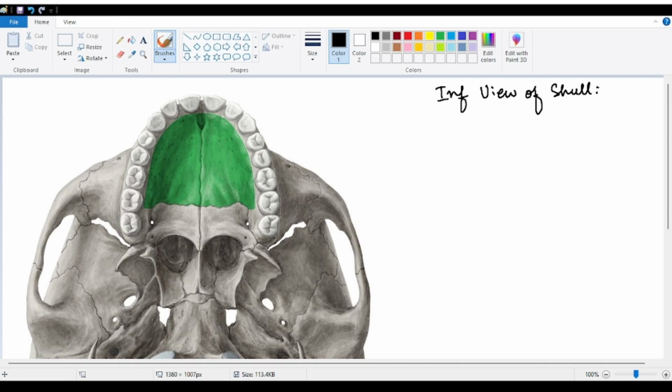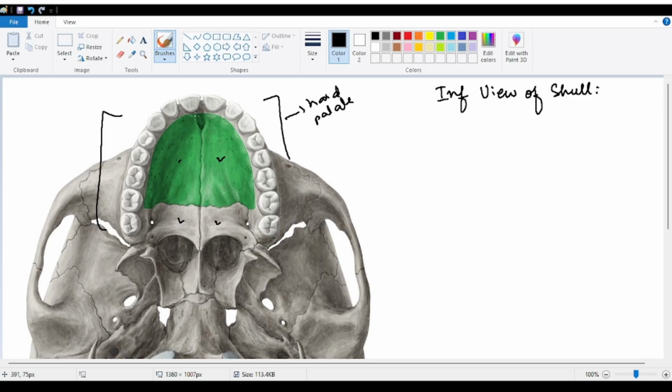Hey everyone, so today we're going to learn about the inferior view of the skull. Starting most anteriorly, we have the hard palate, and this hard palate is basically made up of two bones. Over here we can see the maxillary bones, and here we have the palatine bones posteriorly.